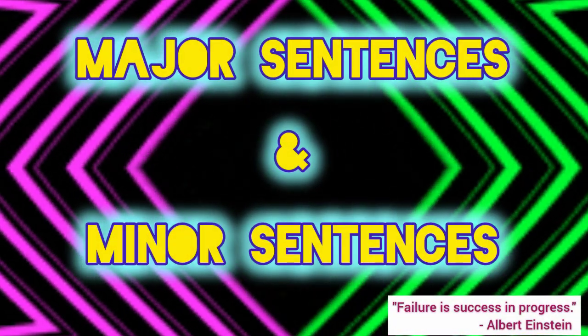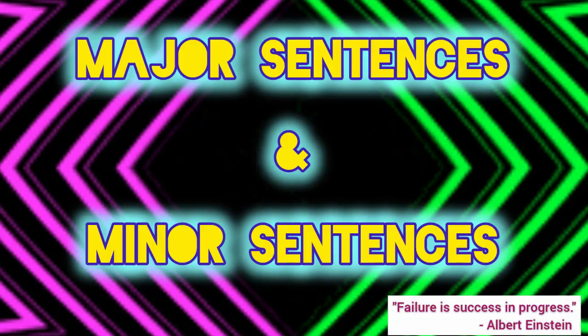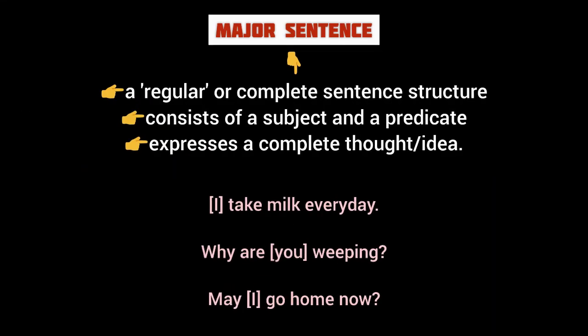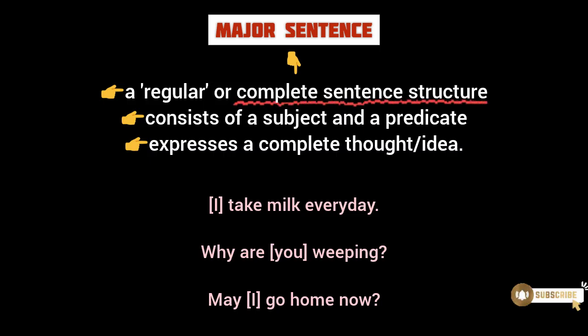Today's topic is major sentences and minor sentences in English grammar. So, what is a major sentence? You see, by definition, a major sentence is a complete sentence structure. In other words, a major sentence consists of a subject and a predicate. So, a major sentence expresses a complete thought or idea. It has a complete sentence structure and makes a full and complete sense.